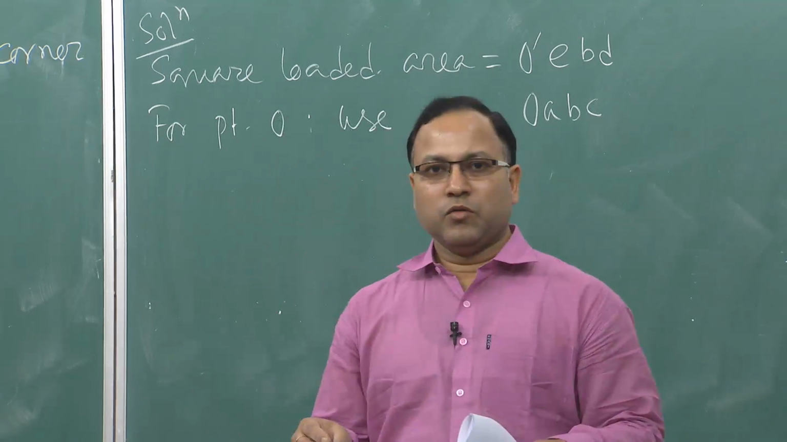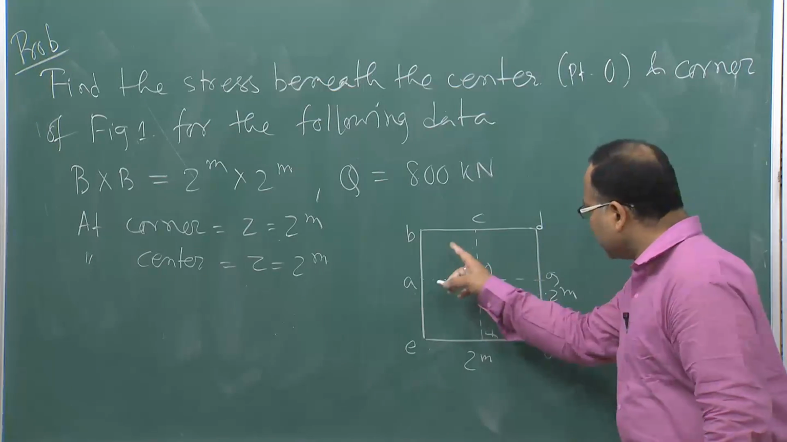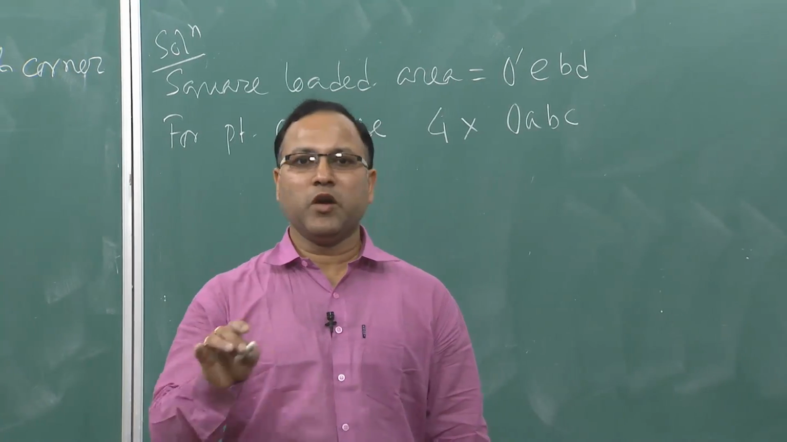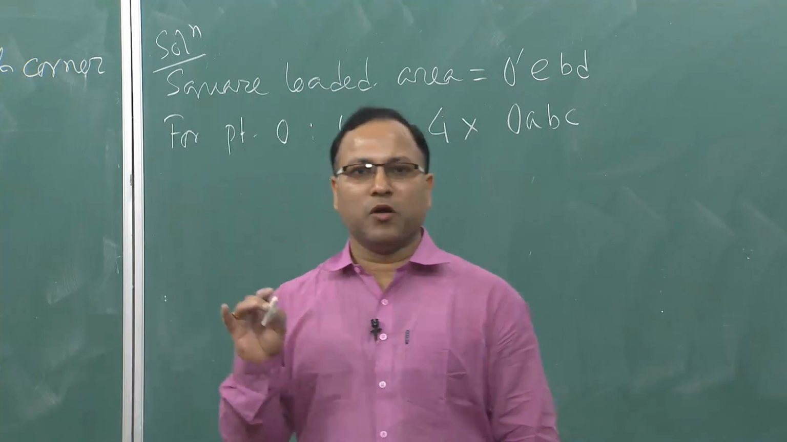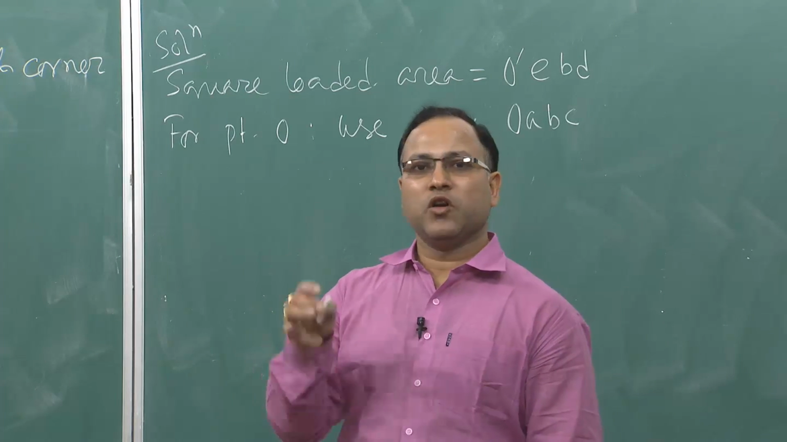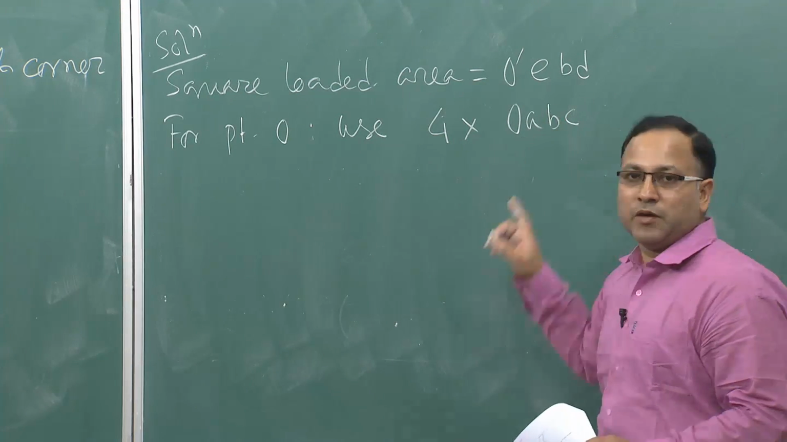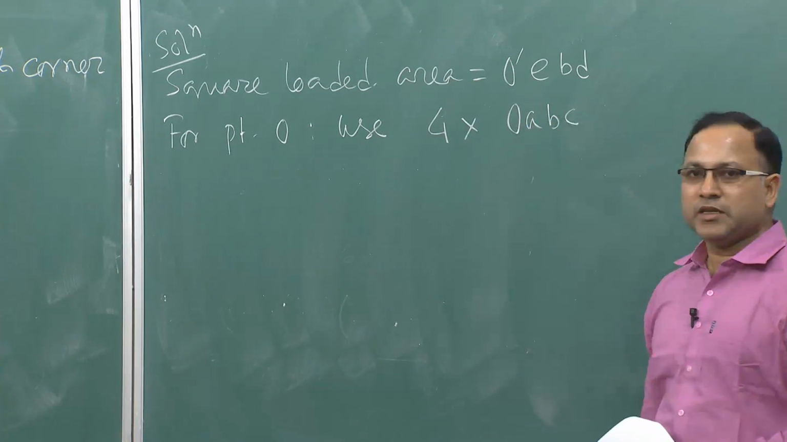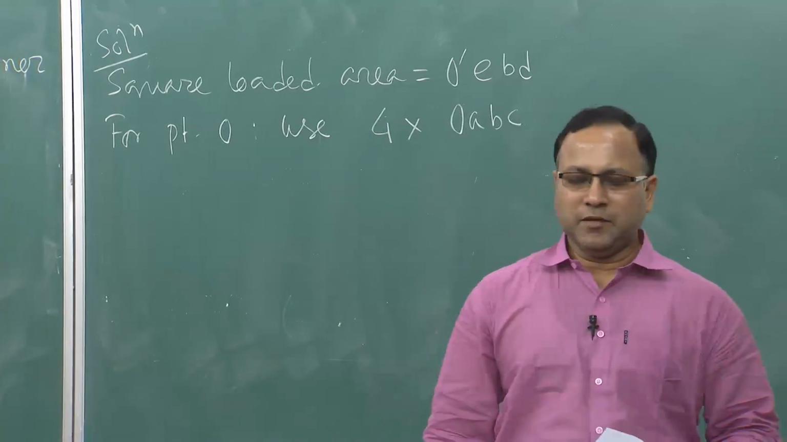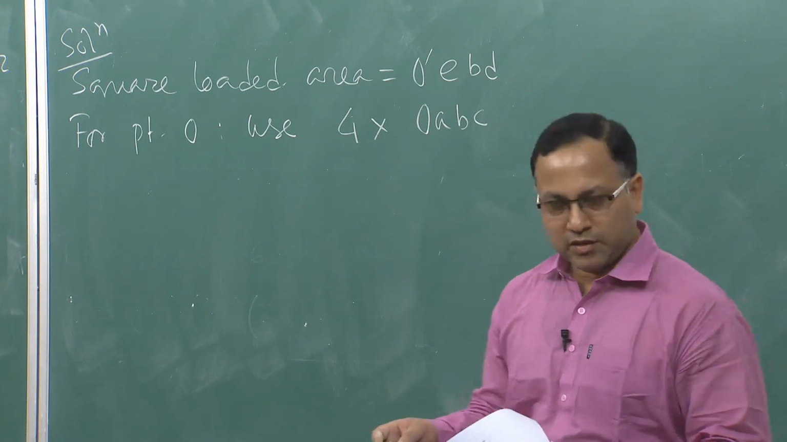So, these 4 things, and you can use the method of superposition. Each part will be giving you some stress at this point, and 4 times of this area will be the stress at point O, because point O is not the corner point in the actual area. So, we have made the point O in such a way that it is coming as the corner of one small square, right. So, for point O, use 4 times OABC. You consider area OABC, you find out the stress just below point O by using the formula, and 4 times of that will be the total stress at the point O, right.